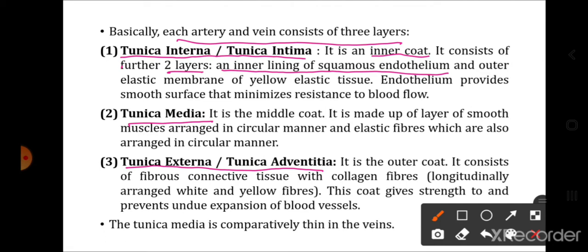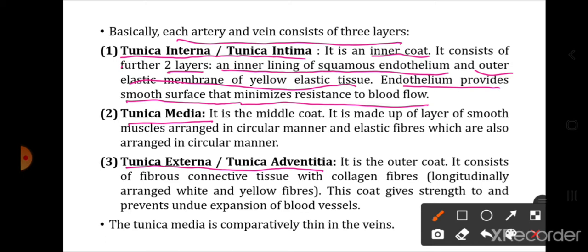Which type of epithelium is it? It is made up of squamous cells. And the outer elastic membrane is of yellow elastic tissue. Now what is the function of endothelium? This endothelium provides a smooth surface that minimizes the resistance to blood flow.